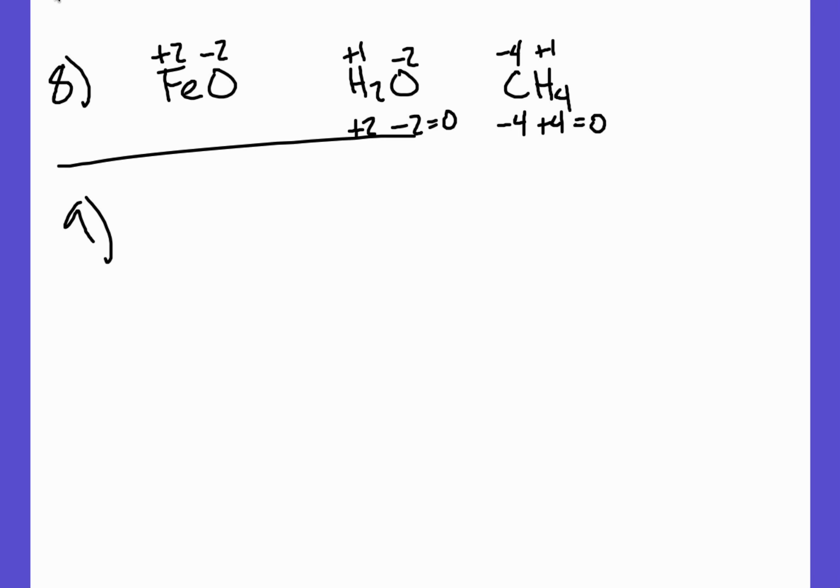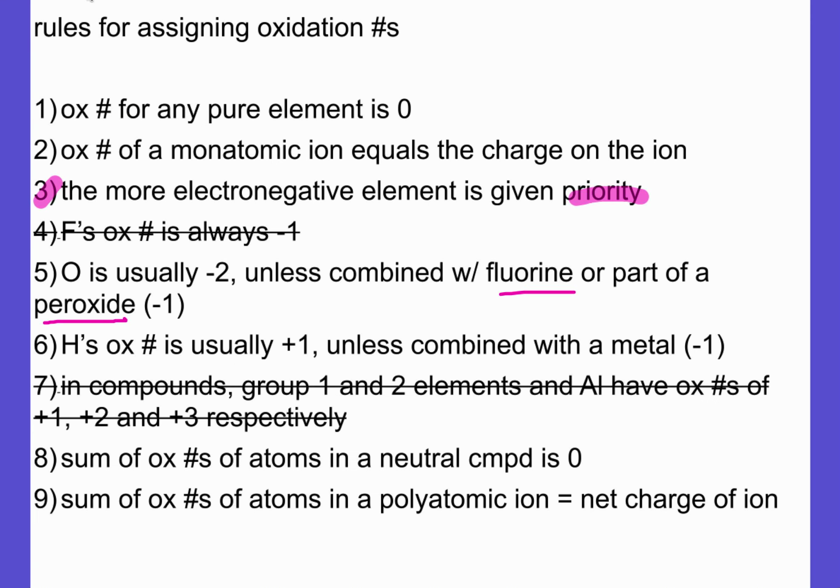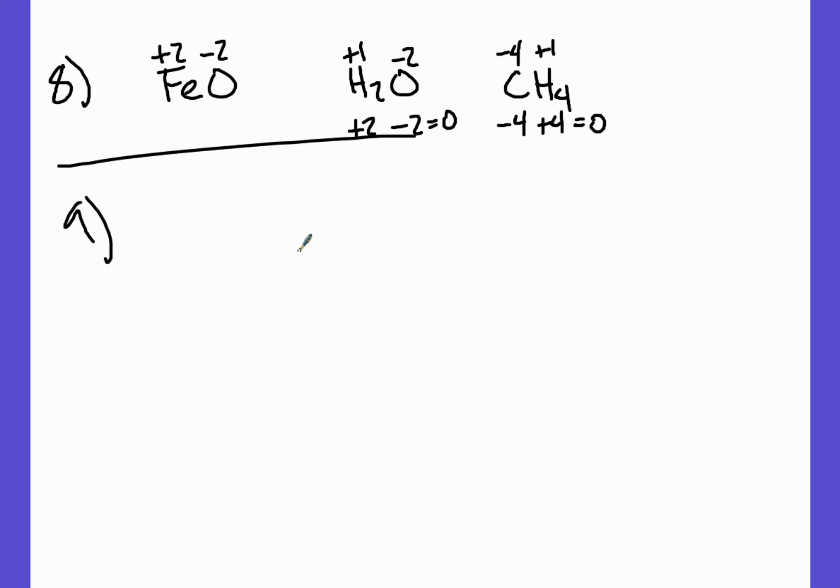Rule number 9, finally, talks about how the sum of oxidation numbers of atoms in a polyatomic ion are equal to the net charge of that ion. So this is obviously a little bit different. So if I have an ion like, say, my nitrate ion, if I have a -1 charge for this ion overall, that means that the work that I do should equal a -1. So I follow the same rules that I always follow.